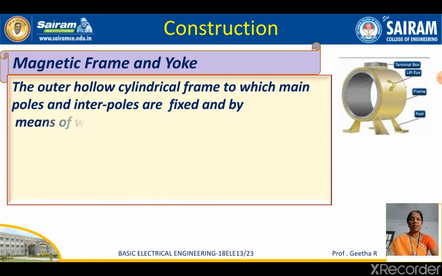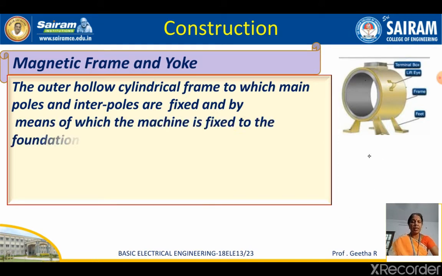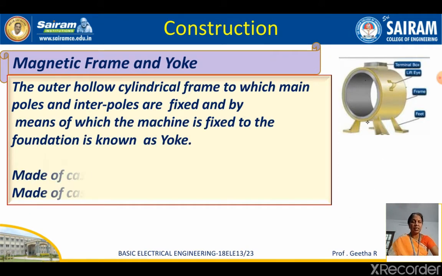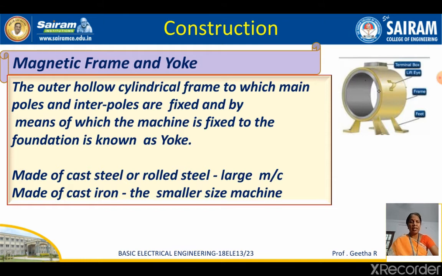First we'll see what is a magnetic frame. Only the magnetic frame is shown here, the outer part. It actually gives the mechanical support for the machine, and it is a place for the machine to keep. That also you can say, the outer cover also you can say.